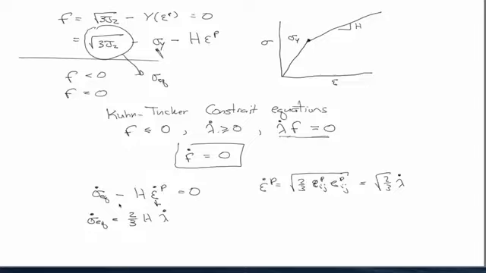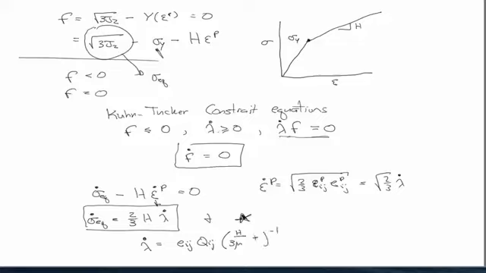And so using this equation and that equation I labeled star, we now have enough information to solve for lambda dot. I'm just going to write down the solution. So lambda dot is equal to Eij Qij times h over 3 mu plus 1, inverse.